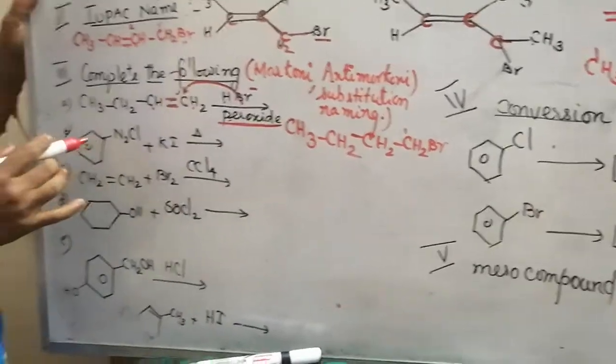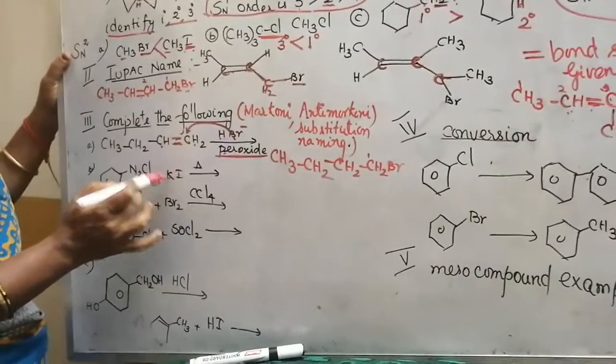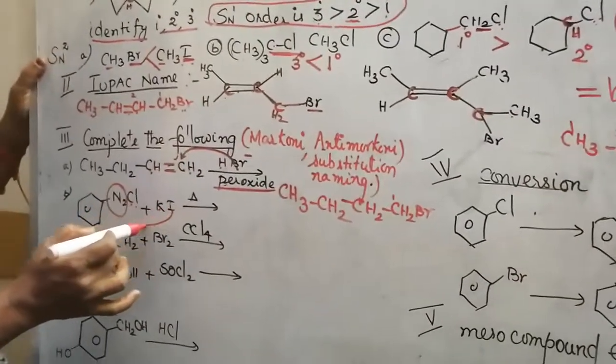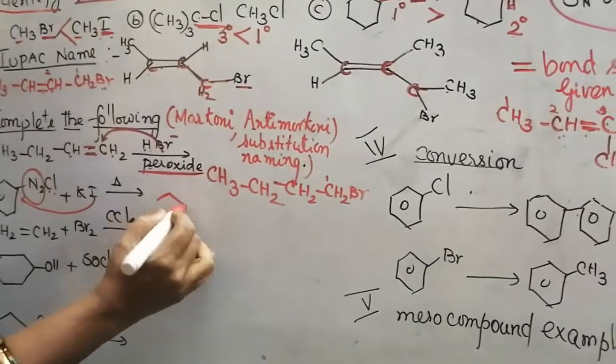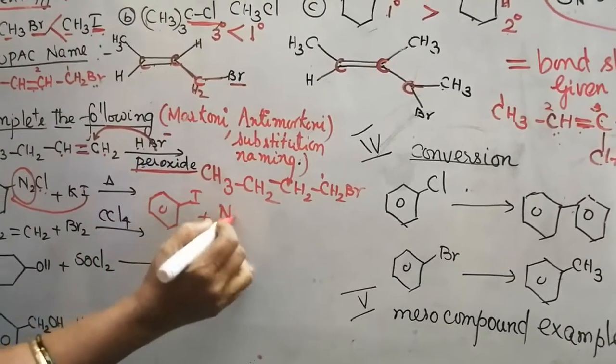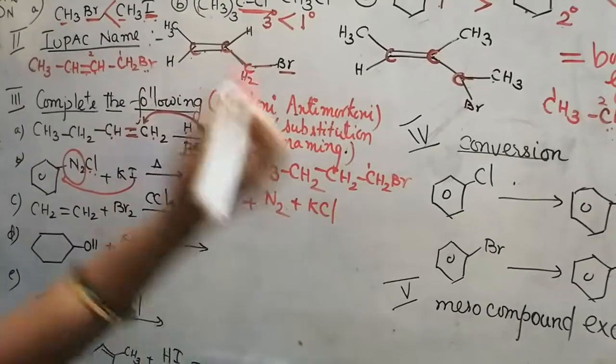Now this is called benzene diazonium chloride. When it is warmed with KI, you know nitrogen will come out. Instead of this Cl, I will attach. So the product you get will be iodobenzene plus N2. The K will attach with the Cl and become KCl.